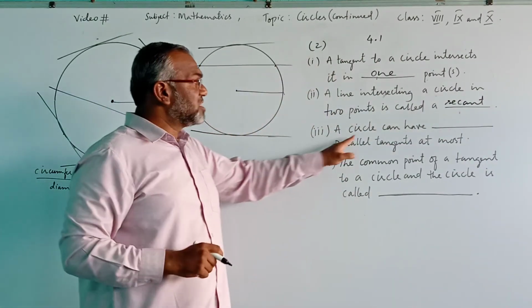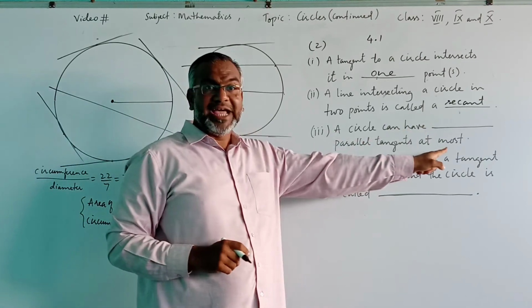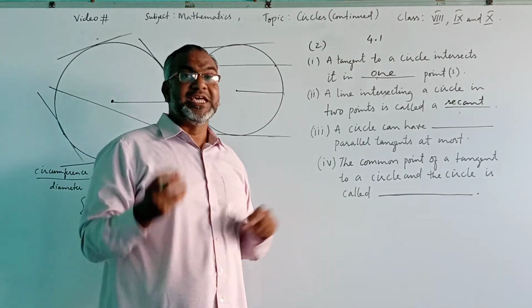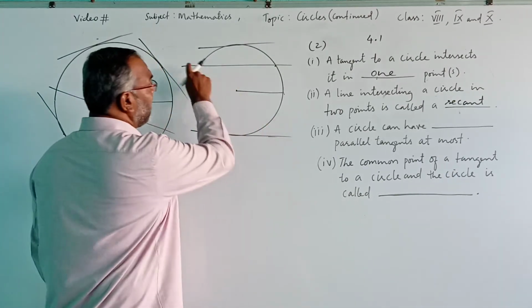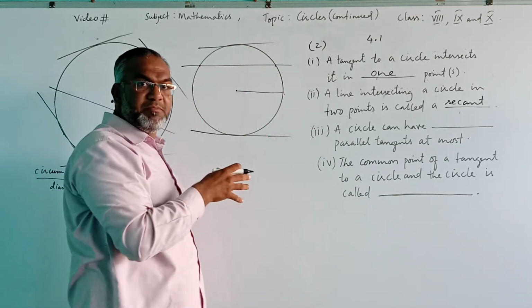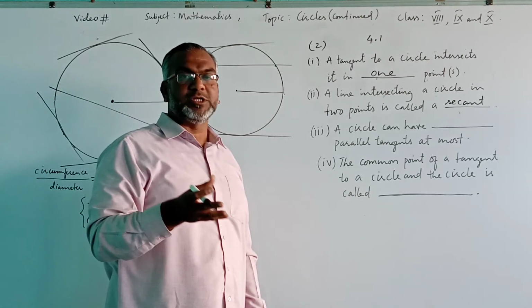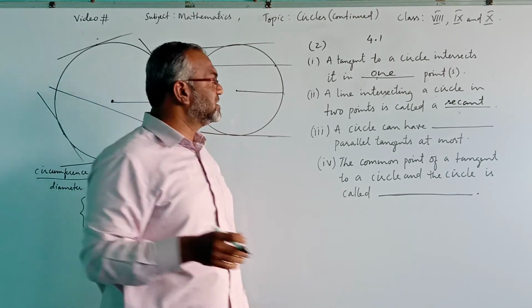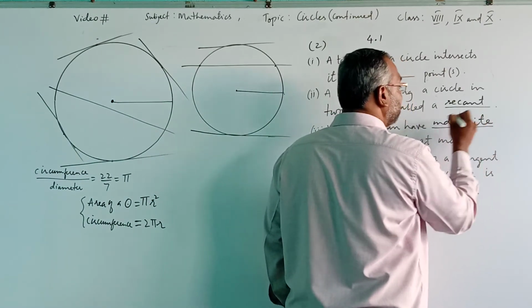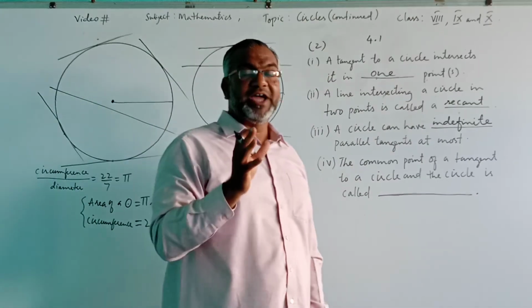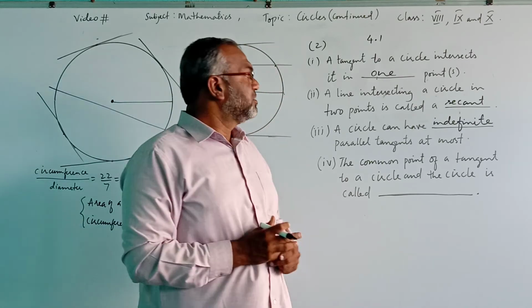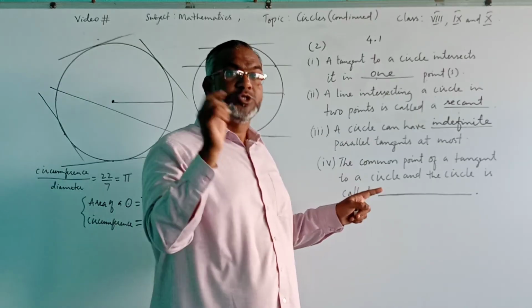And then, a circle can have dash parallel tangents at most. Maximum how many parallel tangents can a circle have? We have drawn here, right? We can draw like this, we can draw like this. Because there are indefinite number of points, indefinite number of tangents are possible. Therefore, indefinite number of parallel tangents are possible. Indefinite means infinite, uncountable, we cannot count. So an uncountable number of parallel tangents can be drawn to a circle.